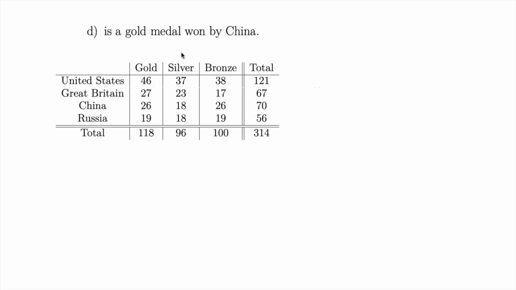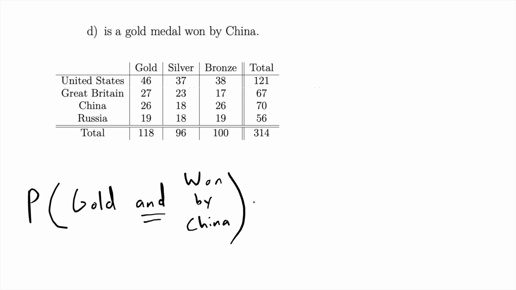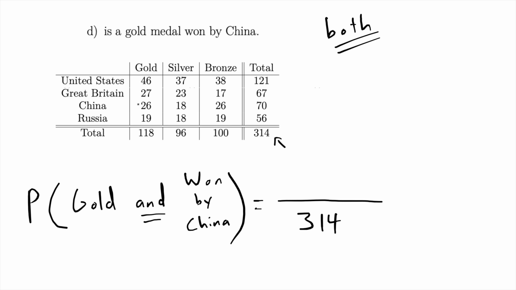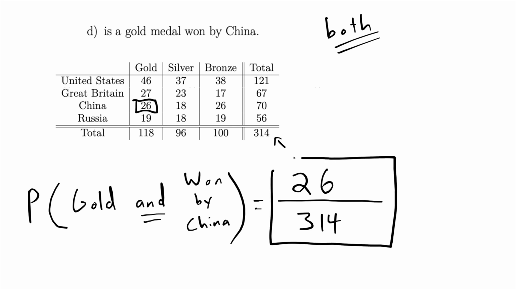So next we want the probability that it's a gold medal won by China. This is an and probability. The sentence could have had "and" in it. This is still out of the grand total of 314 medals. And we want to know how many things are both. That is only these 26 medals. So the probability of randomly picking a medal that is a gold medal won by China is 26 out of 314.